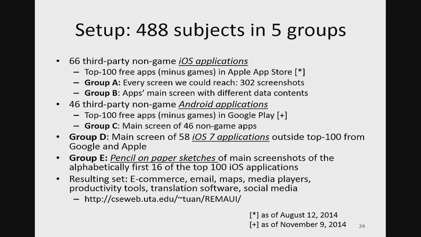Then D is the main screen of 58 other iOS applications which are outside of the top 100, but come from Google and Apple. So there are Apple and Google applications, because we figured that those companies are pretty sophisticated and we wanted to see how the supposedly well-designed applications behave. Then group E is where you manually recreated screenshots by hand, with pencil and paper.